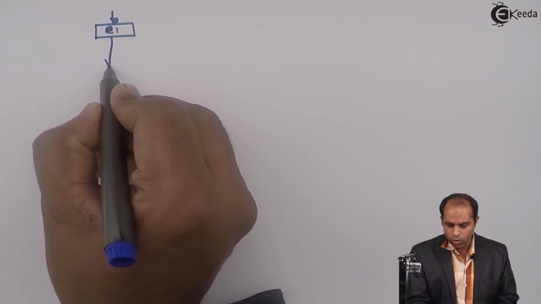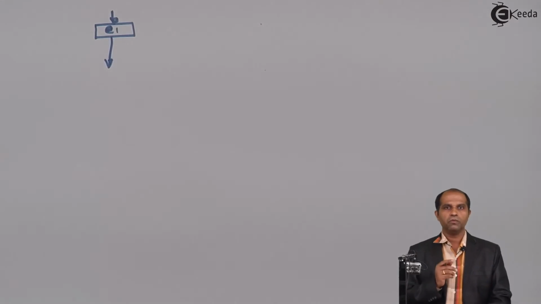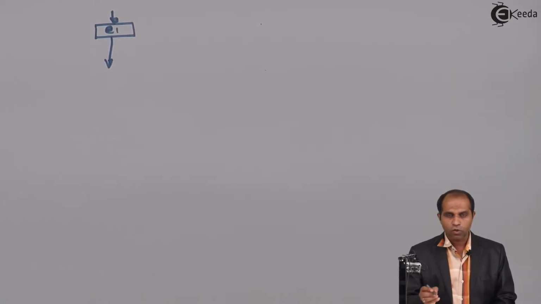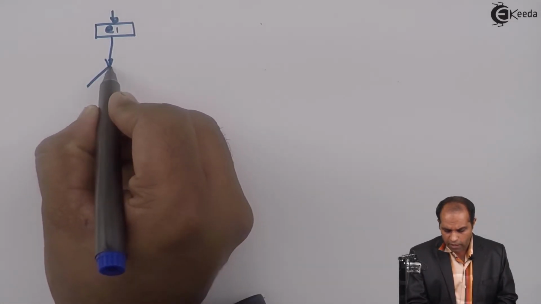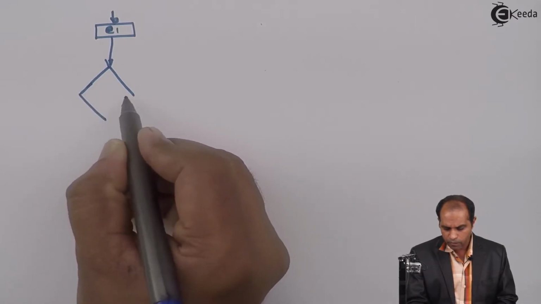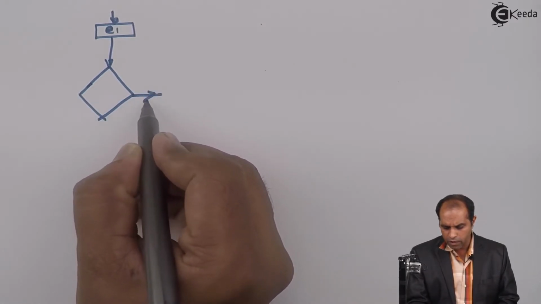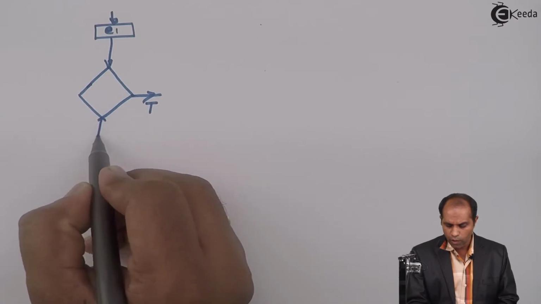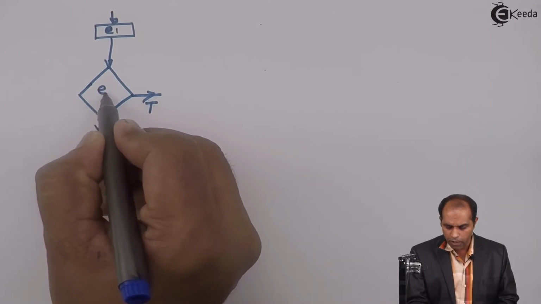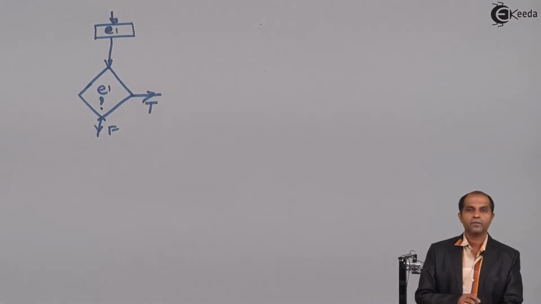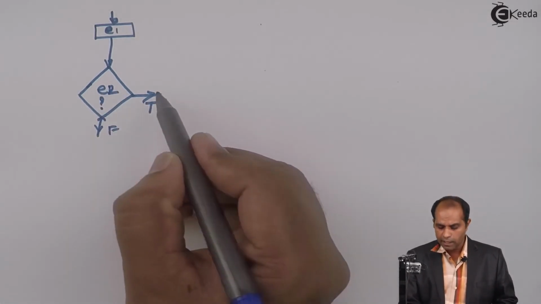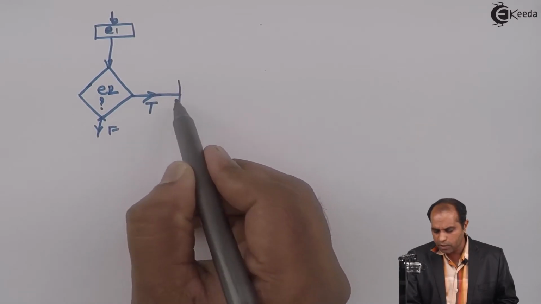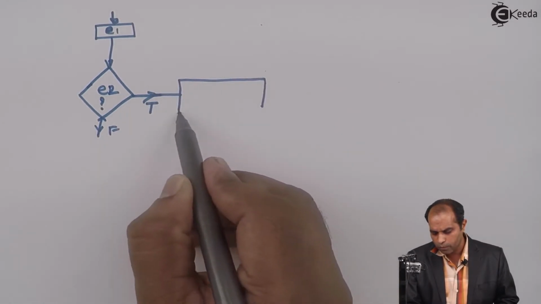After that, the control goes to what? E2. If you remember the syntax which I explained previously, after E1, the control goes to E2. So E2 is a condition. Let me put a rhombus for this. When I say condition, a condition will have two outputs, true and false. So let me put E2 and place a question mark over here. If E2 is true, in that case, it will execute the statements which are there in this particular for loop.